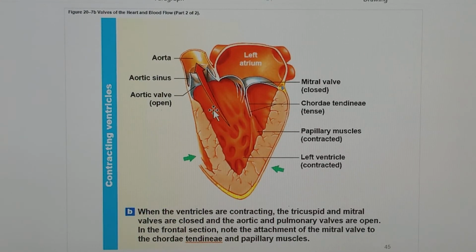Another view, basically showing you the same thing. Ventricle contracts, pushes these closed. The papillary muscles contract, hanging on tight to that chordae tendineae as well as those cusps so they don't flip backwards the opposite direction. Blood flows out the valve here, the aortic valve.